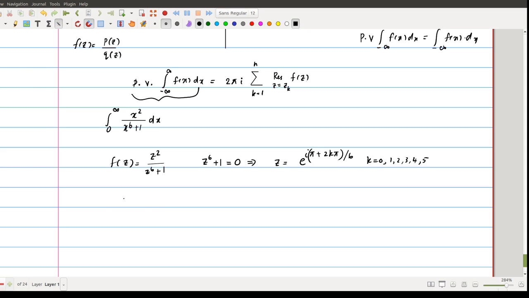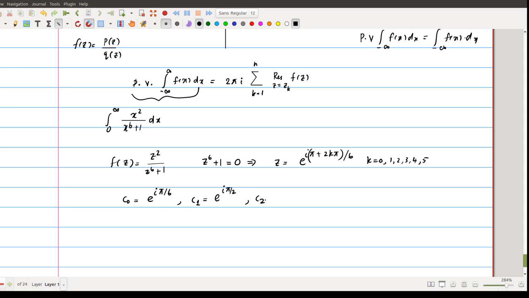Now we name these numbers. c0 is the first one, obtained by putting k equal to 0 here. So that will be e raised to i pi by 6. The second one, c1, is obtained by putting k equal to 1 in this expression. So this becomes pi plus 2 pi, that is 3 pi, so 3 pi by 6, which is nothing but pi by 2. So c1 will be e to the power i pi by 2.